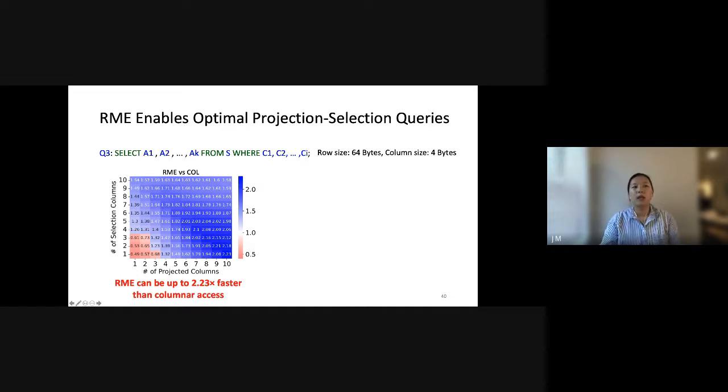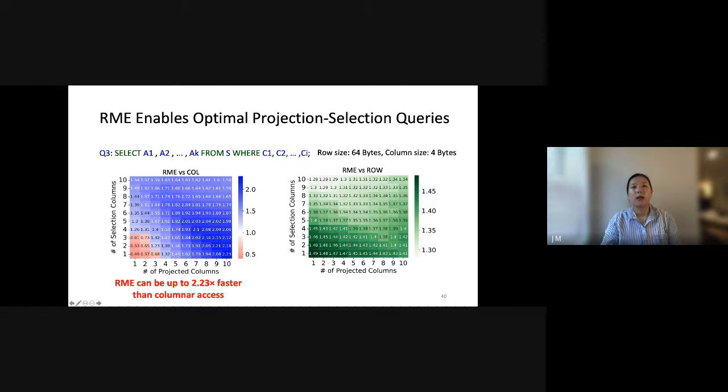Similarly to that, when the number of columns used in this query is very limited, so the red corner here, the performance of RME is worse than the column store, but in most cases, RME shows way better performance than the traditional column store, up to 2.2 times faster. And this is the comparison with the RME versus row store.